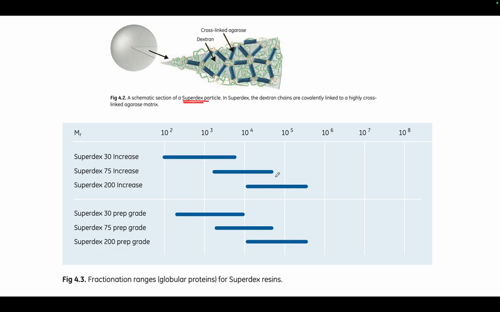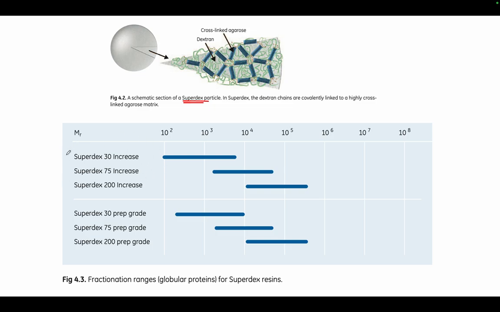S75 basically is telling you it has an exclusion limit of 75 kilodalton. S200 has a higher exclusion limit. So you can see that these have different fractionation ranges. So depending on the proteins that you want to separate, you have to pick the right matrix for your application. So if I have a sample with very small proteins, then maybe I should be taking this.